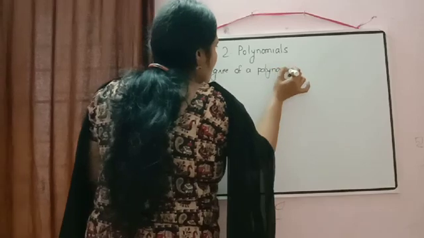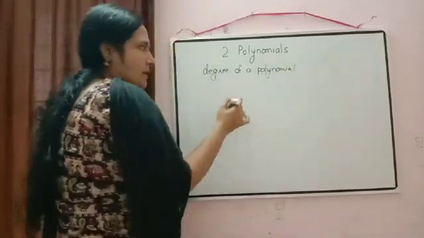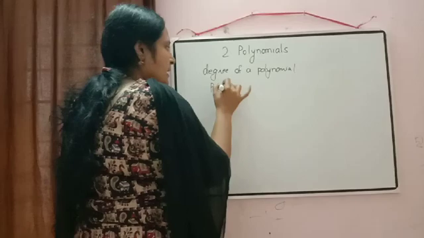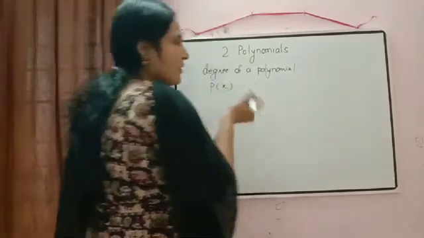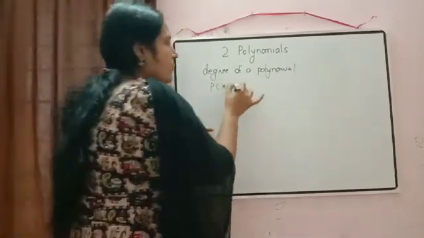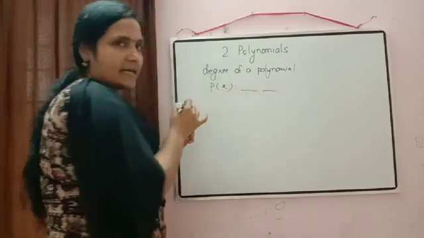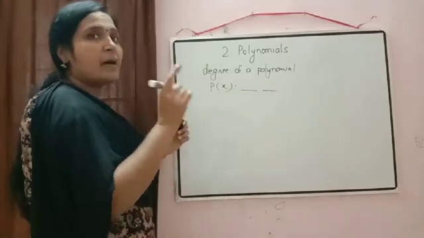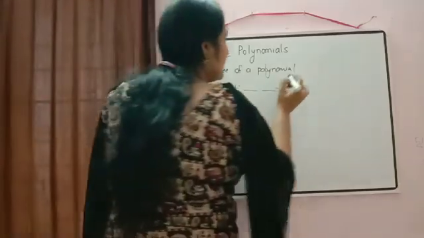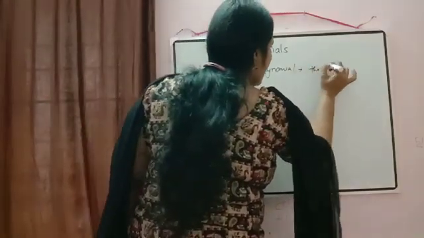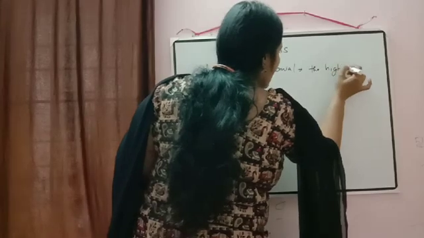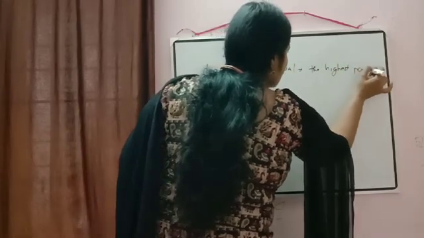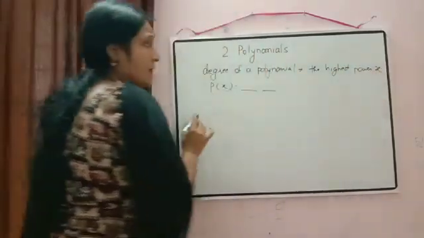Degree of a polynomial. Suppose, normally we are taking the polynomial in x, which means our polynomial will contain only the variable x. So the degree of a polynomial means the highest power of x. The highest power of x is called the degree of the polynomial.